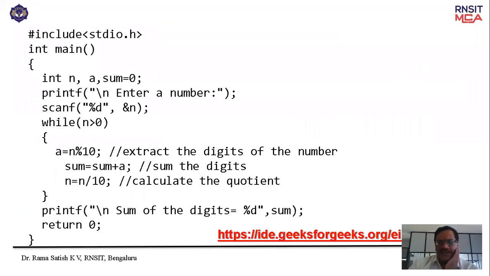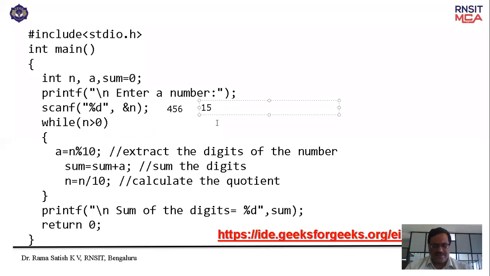In this example, what you are doing is finding the sum of digits. Sir, what do you mean by sum of digits? Suppose the user enters, printf enter a number. If the user enters 456, so what you will do? 4 plus 5 is 9, 9 plus 6 is 15. So the answer is 15.